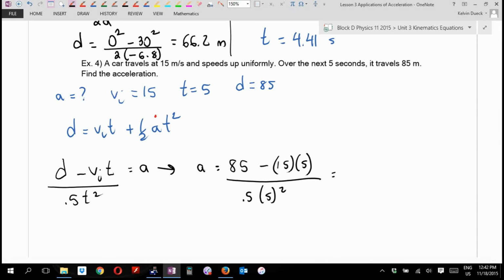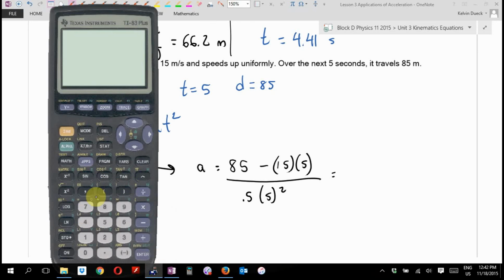Bracket. Okay? This is where you're learning how to make your calculator sing a little bit. So for me, it's going to look like this. Bracket, 85, take away 15 times 5. Close off the top. Divided by. Open up the bottom bracket. 0.5 times 5 squared. Close off the bottom. And I get, you know what? This might work out evenly because it's actually going to be 10. You know what? I can do this in my head. 85 take away 75 is 10, divided by 0.5 is 20. It's going to be 20 divided by 25, which is the same as 4 divided by 5, 0.8?